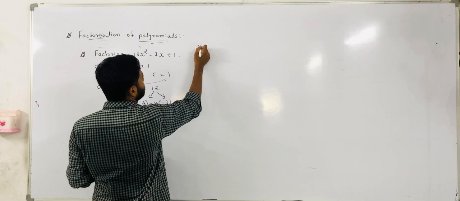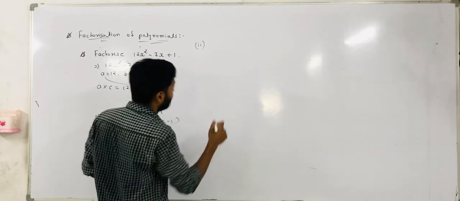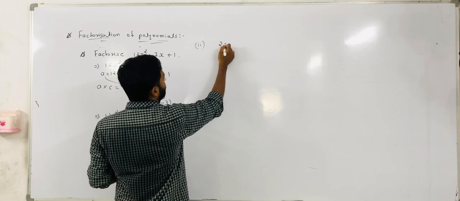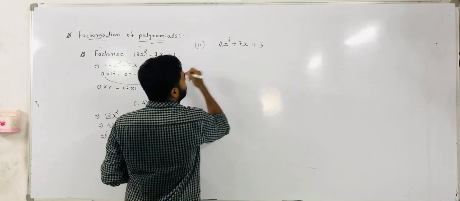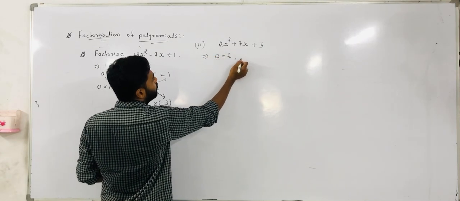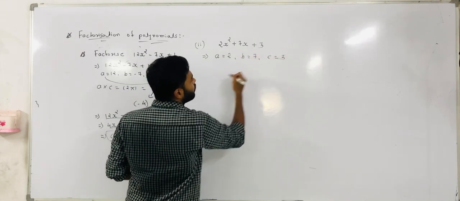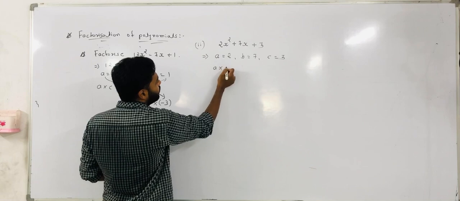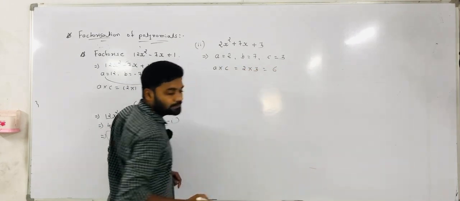Second, 2x square plus 7x plus 3. Factorize 2x square plus 7x plus 3. Same procedure. a equal to 2, b equal to 7, c equal to 3. Find a into c. 2 into 3 is equal to 6.